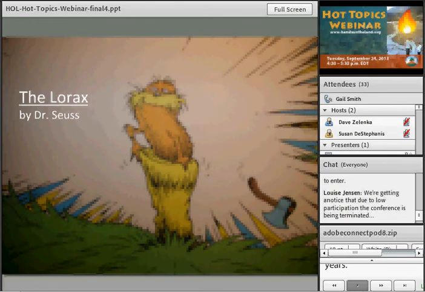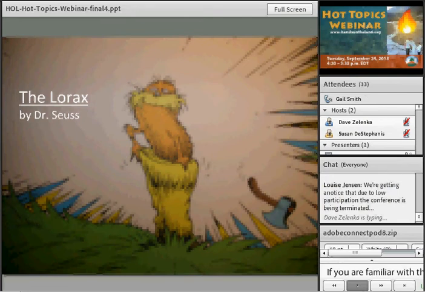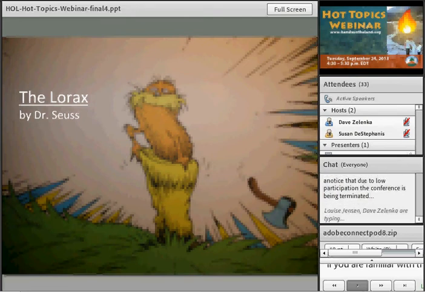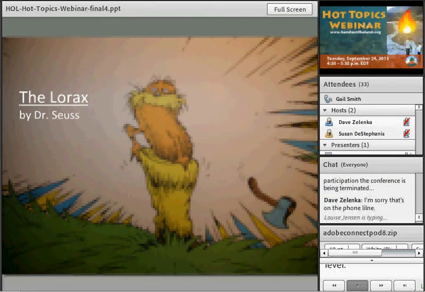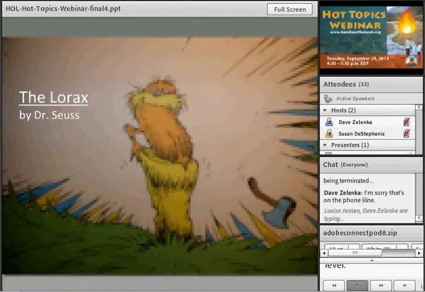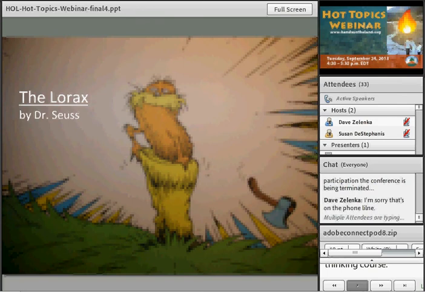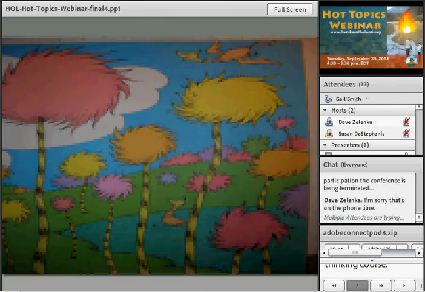And I have used the Lorax everywhere from elementary to college level. In fact, currently I'm using the Lorax, the story, for a college level systems thinking course. But if you recall the story about the Lorax, we've got the Lorax, I speak for the trees. Trees are things that everyone needs.